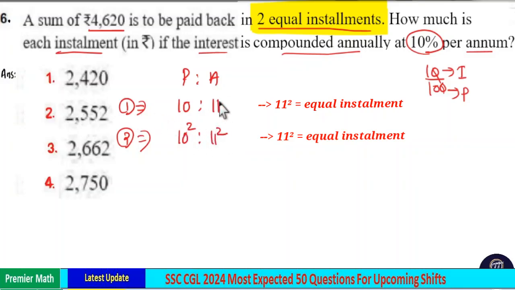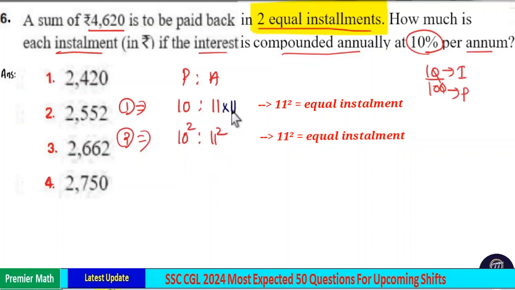If for the first year it is 11, for the second year it is 11 square. So if for the second year it is 11 square, we should equalize the first year as well, that is 11 into 11. In order to equalize this, multiply it with 11. Now the amount is equal in the first year and second year, that is 11 square and 11 square. So when I multiply 11 with 11, I should multiply 11 here also, in order to equalize the 2 equal installments.